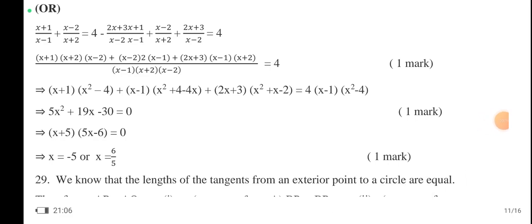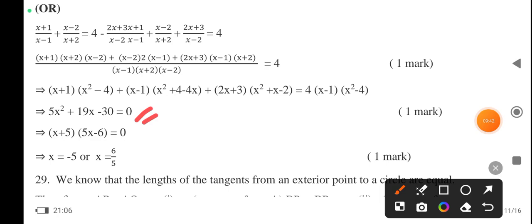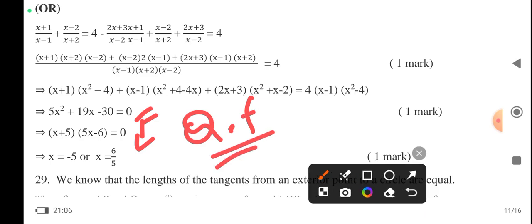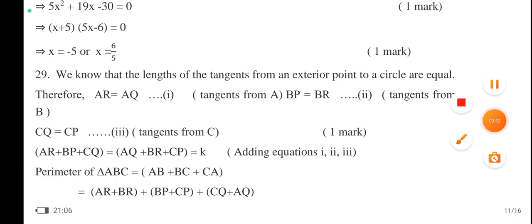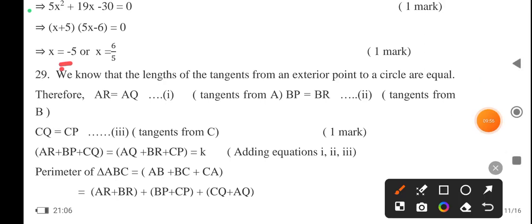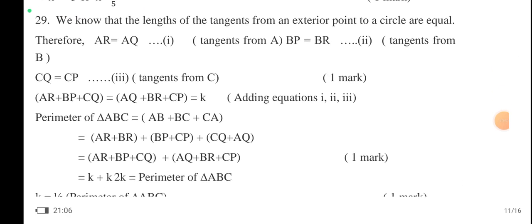So take LCM and get the answer. But it is not necessary, once you get the quadratic equation, only factorization like that. If you want, you can use the quadratic formula also, no problem. Our wish, whichever you are convenient with, that you do. Since it's not a word problem, you can't say minus 5 is not possible. Both are possible: x equals minus 5, x equals 6 by 5. 29.